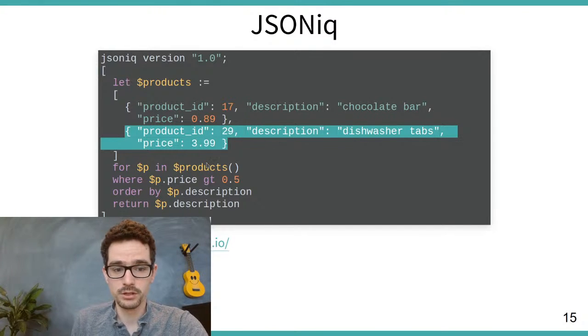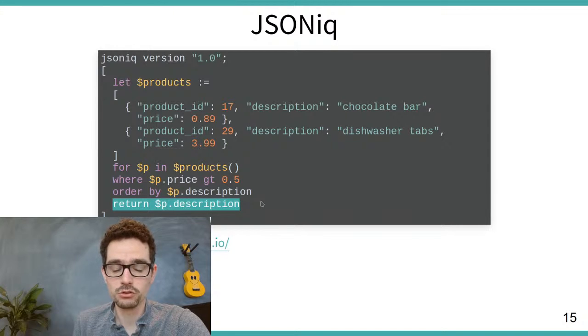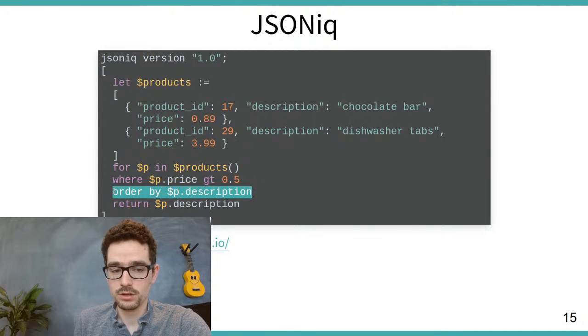And then the rest is similar to SQL, so you can use a where predicate. It uses GT for greater than, because it doesn't support the characters for greater than, smaller than. Then an order by clause like in SQL, and the return clause builds the result. So I just want to see the description of all products that cost more than 50 cents. And if there are multiple ones, I want to see them in a sorted form, ordered by the description in an alphabetical order.